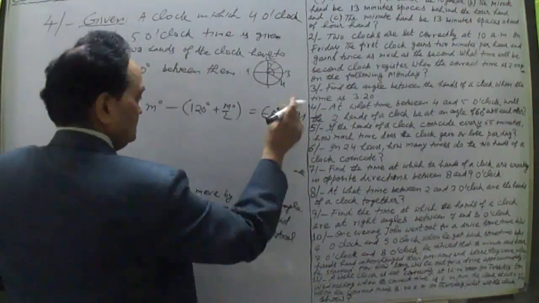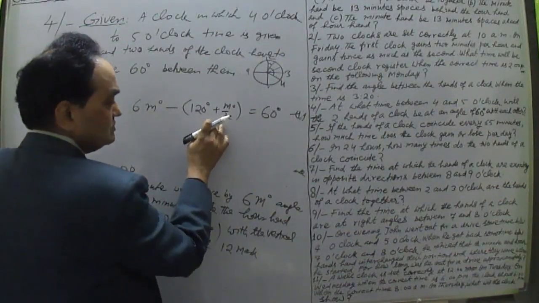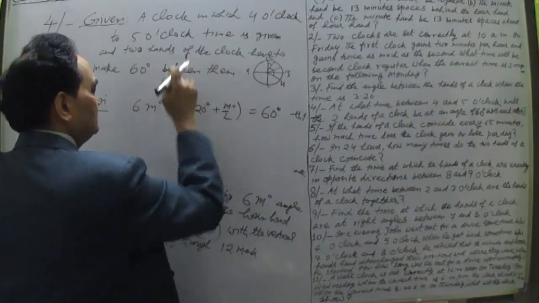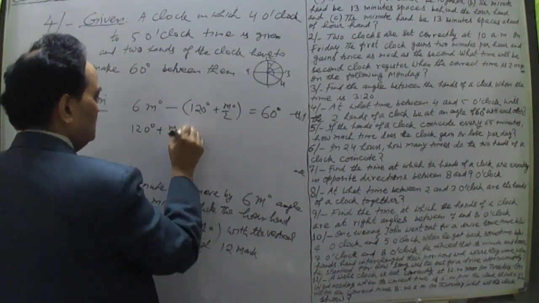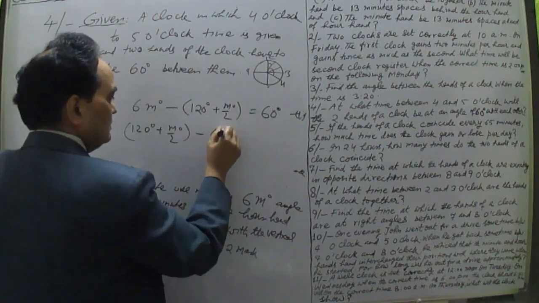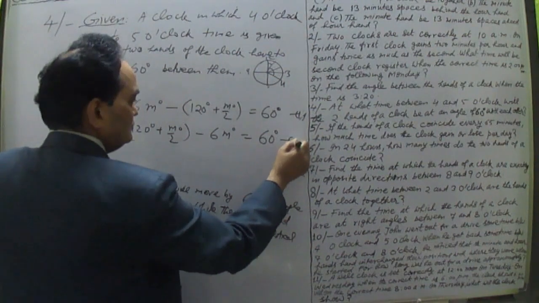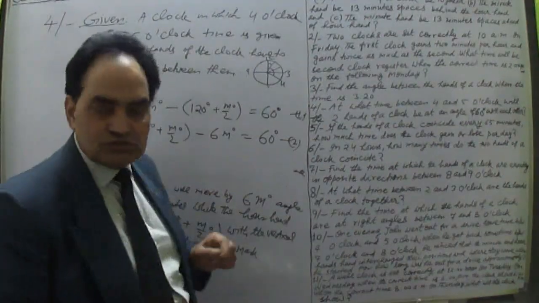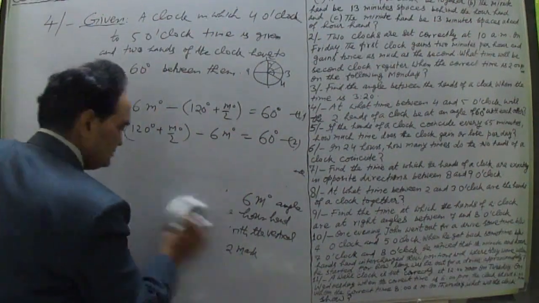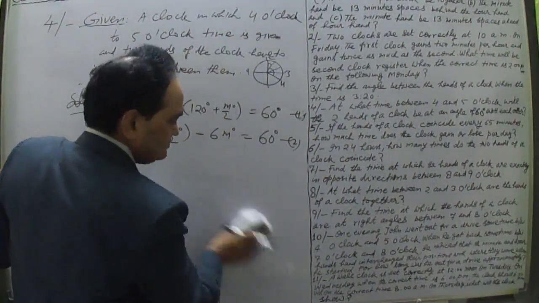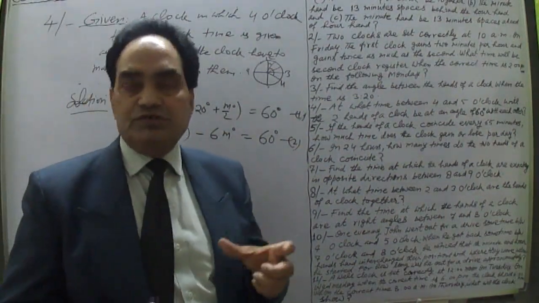This is the first equation. The second possibility of making this acute angle is that the hour hand is ahead and the minute hand is behind. That will be 120 degrees plus m upon 2 degrees minus 6m degrees is equal to 60 degrees. This is the second equation. Now these two equations are to be understood very easily. Why are these two possibilities there? Because it is an acute angle, 60 degrees an acute angle.